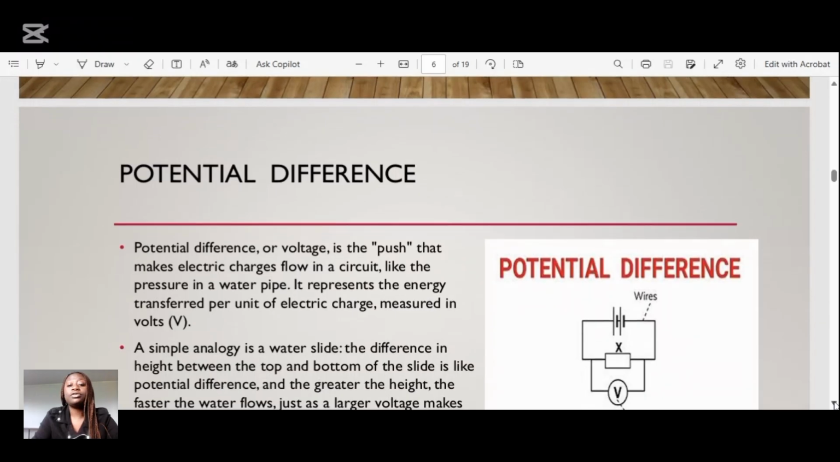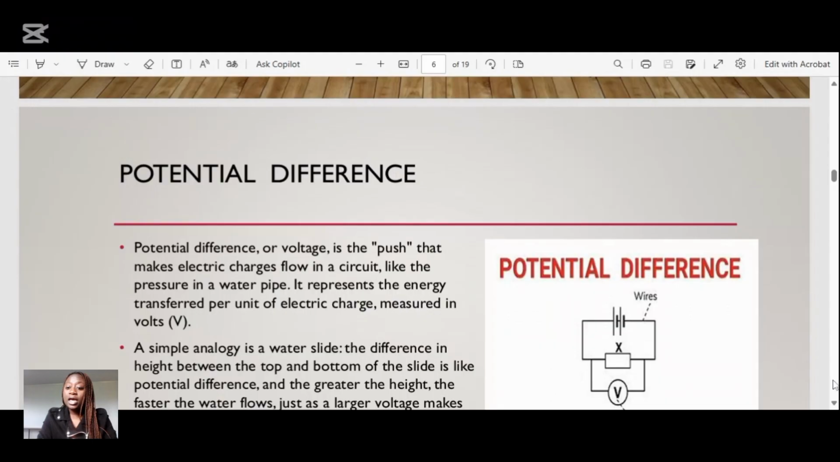Potential difference. A potential difference is a push or a force. It helps the travelling of what? Of an electrical current in a circuit. So let's define potential difference, or voltage. It's the push that makes electrical charge flow in a circuit, like pressure in a water pipe. It represents the energy transfer per unit of charge, measured in volts.